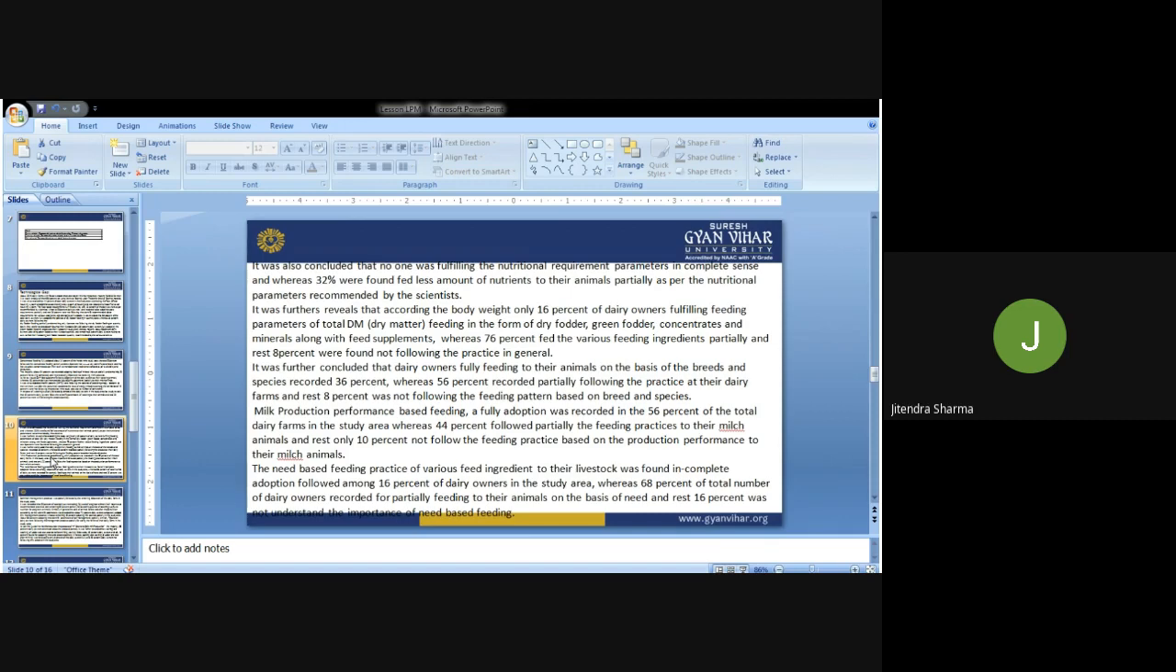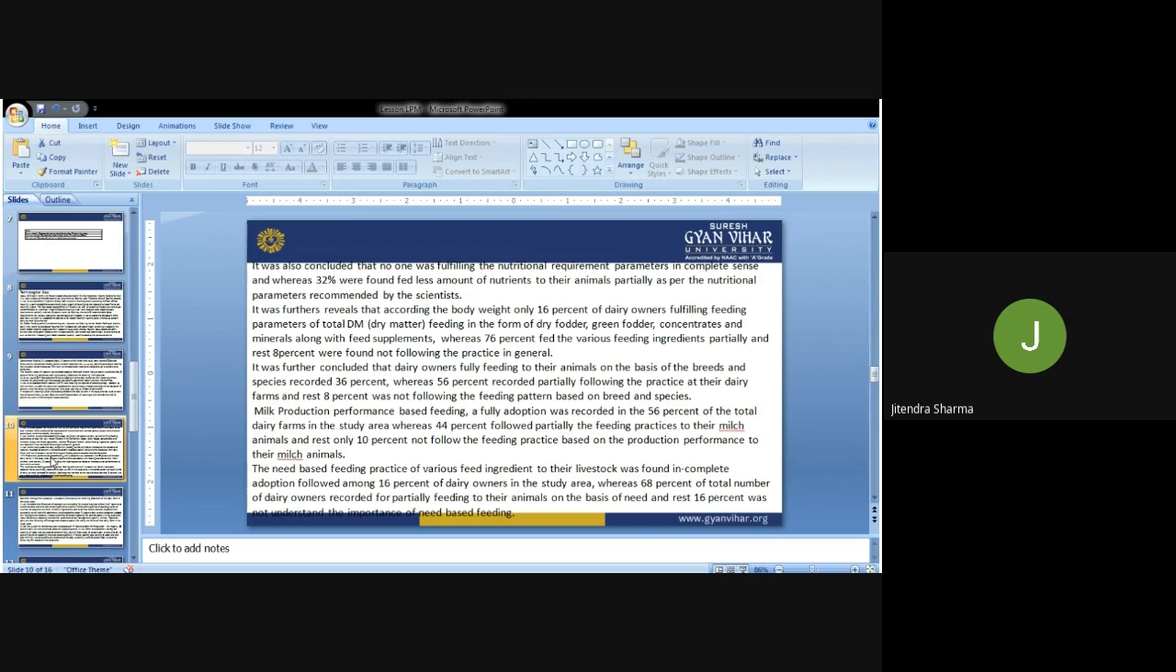It was also concluded that no one was fulfilling the nutritional requirement parameter in the complete sense, because they don't have the information. And 32% were found feeding a lesser amount of nutrients to their animals, partially as per the nutritional parameters recommended by the scientists. It was further revealed that according to body weight, only 16% of dairy owners fulfill the feeding parameter of total dry matter required for their animals. They are giving dry fodder, green fodder, concentrate, and minerals along with feed supplements, whereas 76% fed the various feeding ingredients partially. The remaining 8% were not following the practice in general.